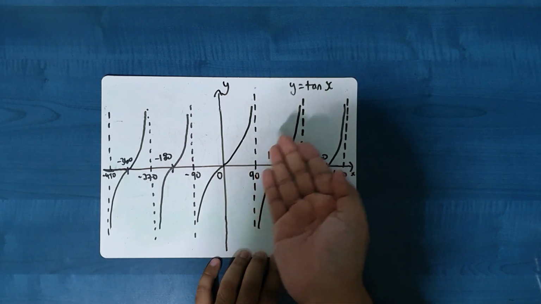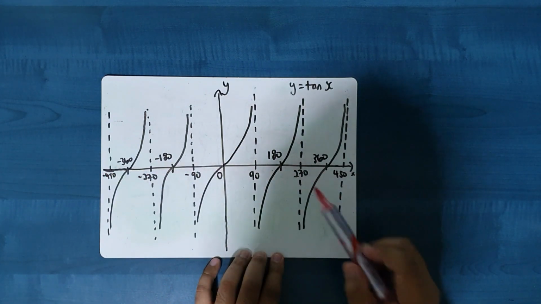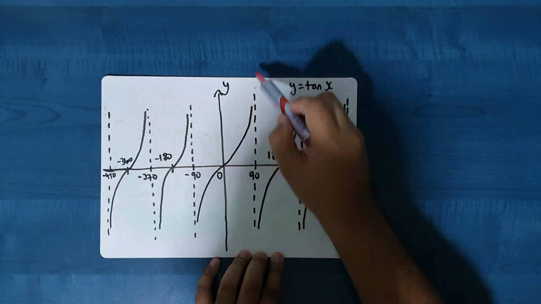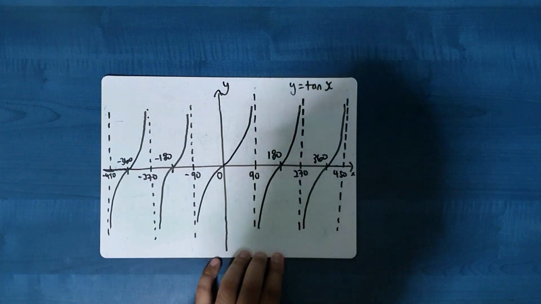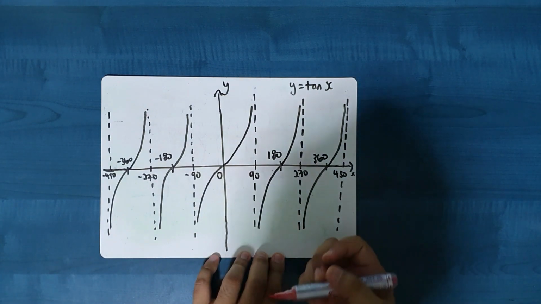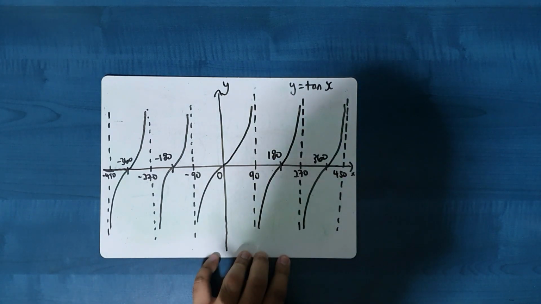The axis of curve for tangent x is the x-axis. However, there is no highest point. The graph will go on forever and forever. There is no lowest point. The graph will go on forever and forever. Thus, there is no amplitude for tangent x.